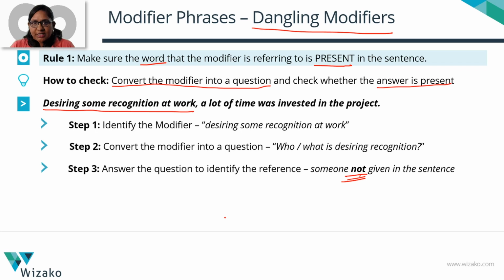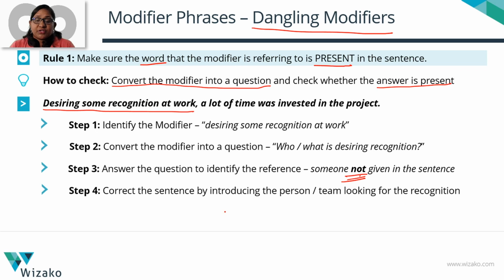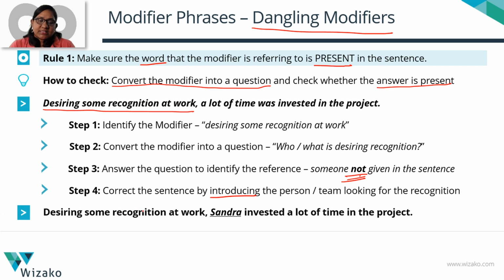So then how will you correct the sentence? You will have to introduce the person or the team in this sentence that's looking for the recognition. So you need to introduce the noun into the sentence in order to correct the sentence. A correct sentence would read something like this. When you say, desiring some recognition at work, Sandra invested a lot of time in the project.